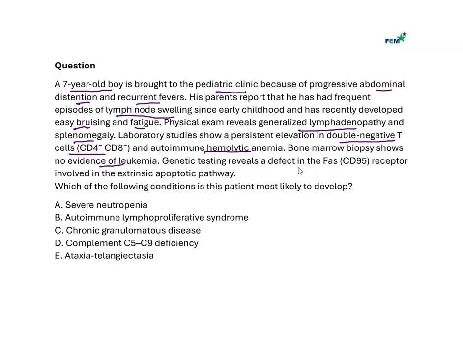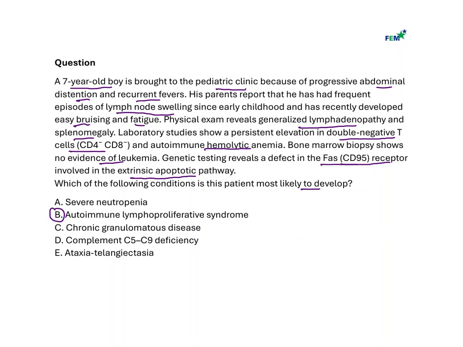Genetic testing reveals a defect in FAS receptor, which is involved in the extrinsic apoptosis pathway. Which of the following conditions in this patient most likely develops? So based on the history of what appears to be an autoimmune disease, and with the genetic testing revealing a problem with the FAS receptor that's involved in the extrinsic apoptotic pathway, I think the best answer here would be autoimmune lymphoproliferative syndrome. So let's see why.